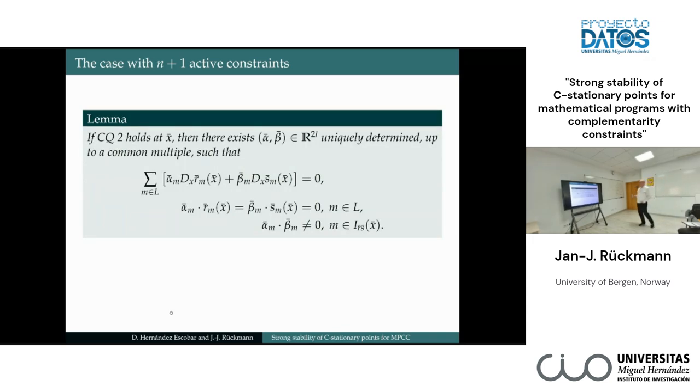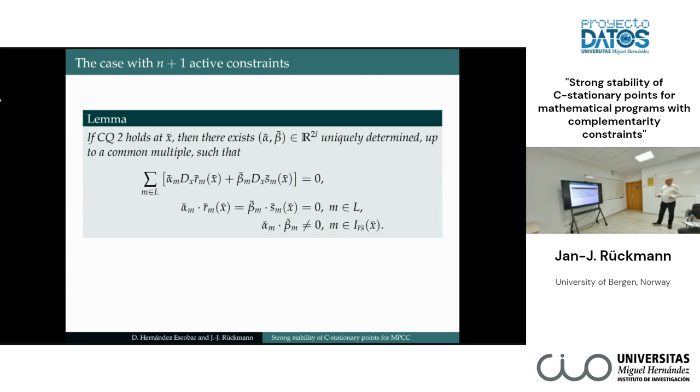When we have n plus 1 active constraints and CQ2 holds, then there exists a uniquely determined direction, alpha bar and beta bar, up to a common multiple, so that is a line, we are saying, such that we have a combination which is equal to zero. If you remember the standard cases and one of the performance constraint qualifications, there's no such combination with non-negative Lagrange multipliers. And here we got something similar.